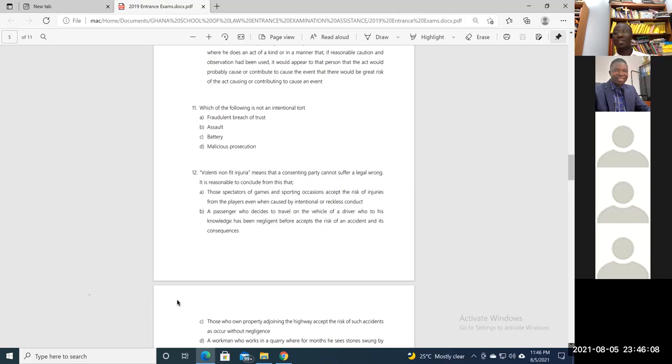Okay, assault. We know that assault is causing apprehension in someone. You put somebody in the state of being afraid that you are going to make unpermitted contact with his or her body or person. So somebody will say that this is an inchoate battery, that is an uncompleted battery, in the sense that battery requires actual bodily contact, isn't it?